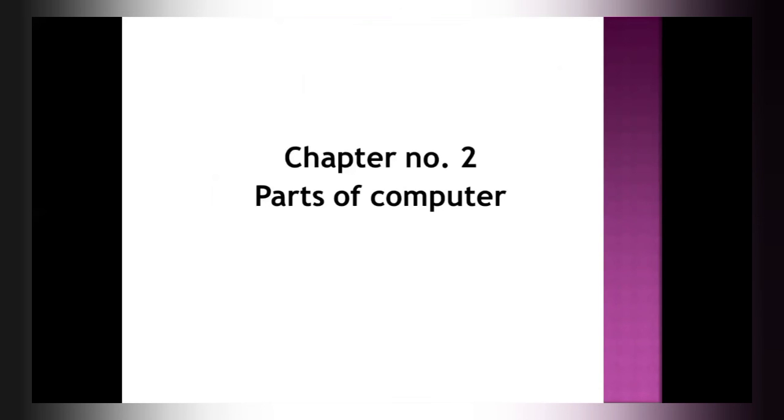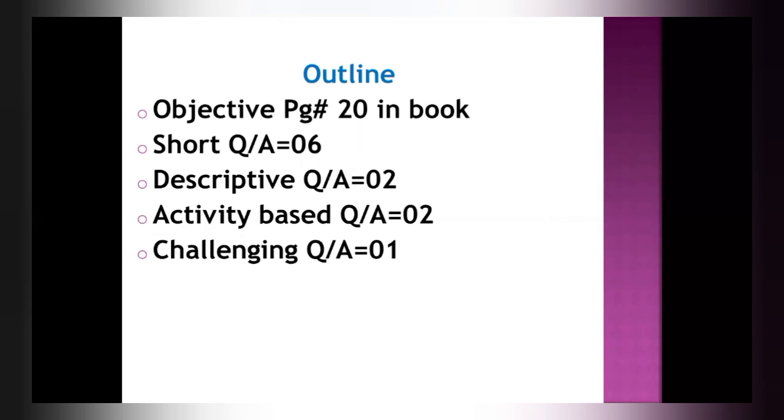Now I am telling you what will you do in your home assignment. First you will draw title page, chapter number 2, parts of a computer. Then you will write outline, objective page number 20 in book. Short question answer equal to 6. Descriptive question answer are 2. Activity based question answer 2. Challenging question answer 1.